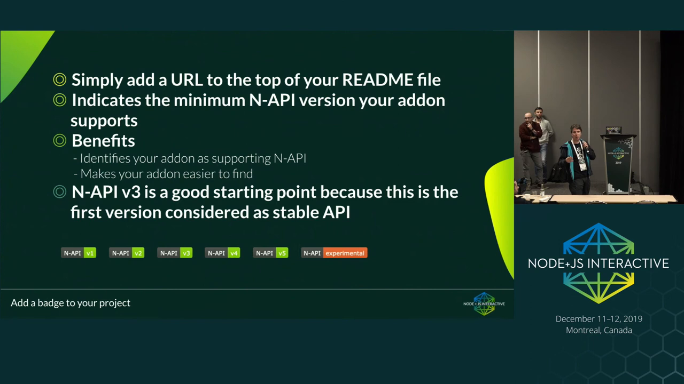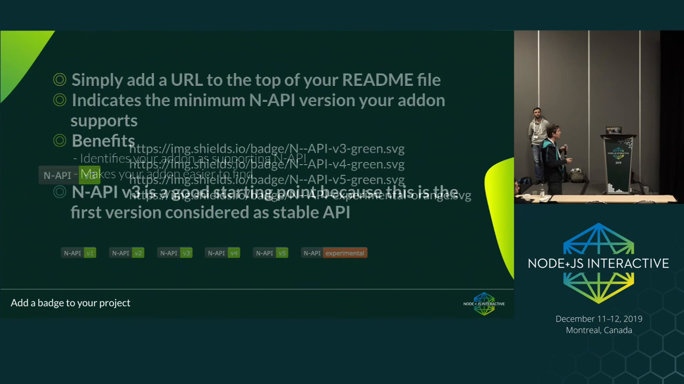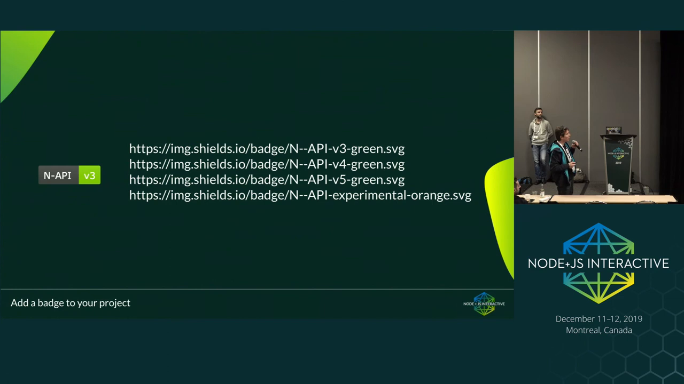So we have these badges we've created for the different versions. It's as simple as adding the URL into your README. And really you want to start with what's the earliest version of NAPI that you support, with NAPI version 3 being a good choice because that's the one that was supported by all the existing LTSs. And so unless you need to use some of the newer features, that's the best place to start. And there's just some of the URLs that you may need. And so when we send out the slide deck, you'll be able to get those directly.